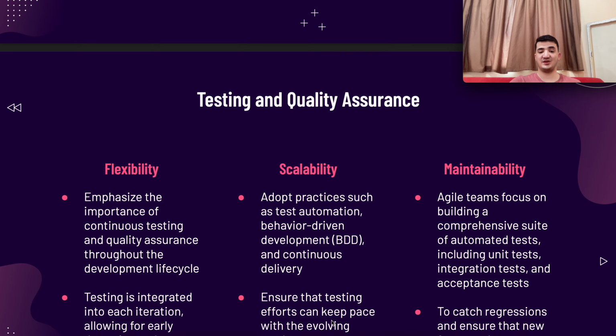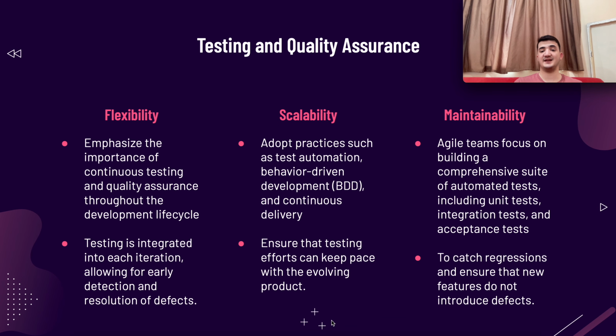The next stage in the Agile lifecycle we're going to look at is testing and quality assurance. So for flexibility during this stage, there's an emphasis on the importance of continuous testing and quality assurance throughout the entire lifecycle. And you want to integrate the testing into each iteration to allow for early detection and resolution of defects. So at every stage, you want to practice such testing so that you can make changes and adaptations as needed.